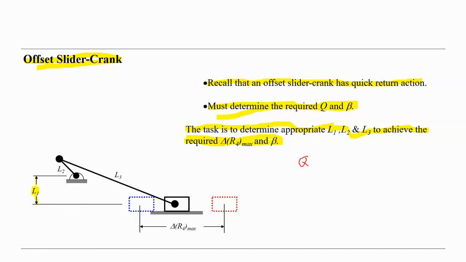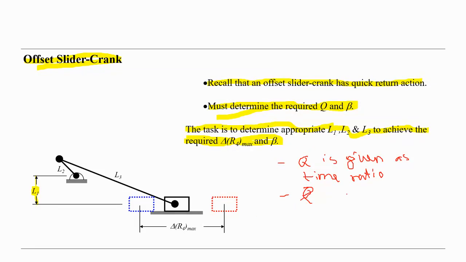So Q is given as time ratio, because you have to know that. That means the outward and inward stroke time-wise: how many seconds the outward stroke takes, how many seconds the inward stroke takes. And then we can calculate the beta, the imbalance angle.